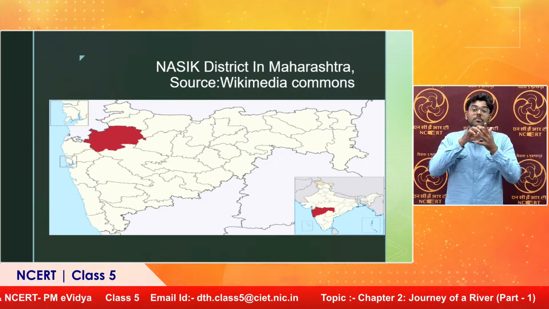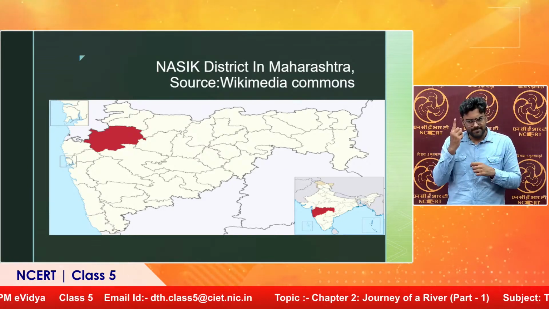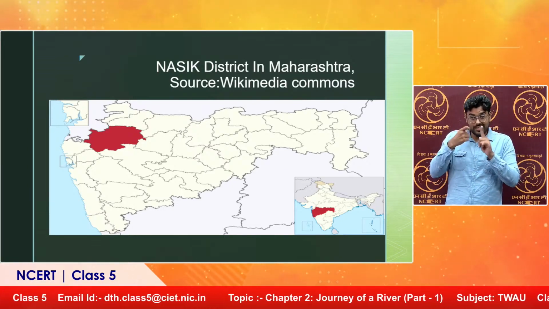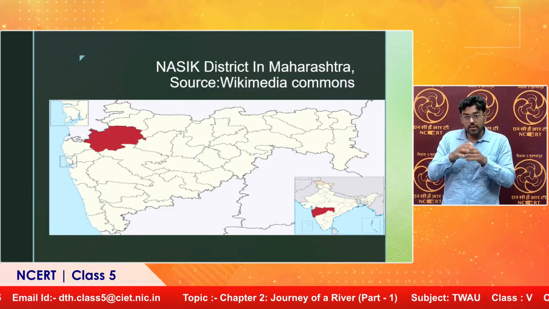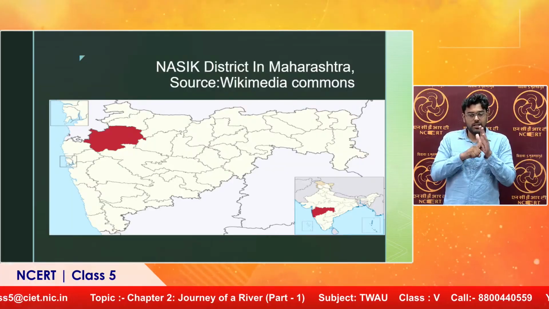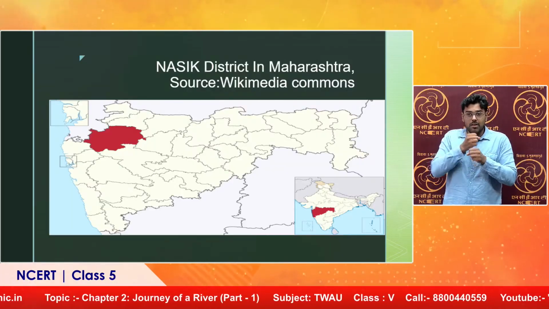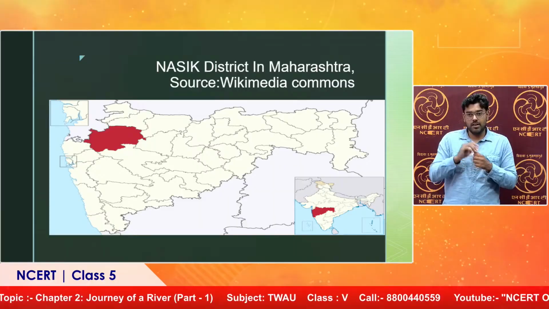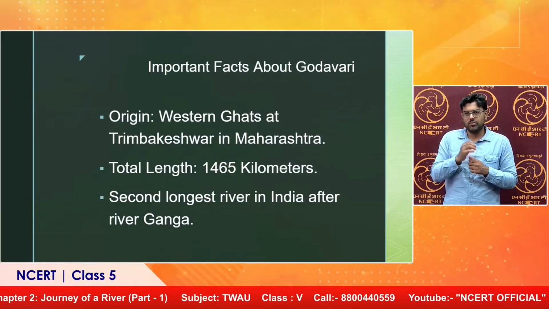So in this Nasik district there are Western Ghats, and in the Western Ghats there are Brahmgiri hills. So in those Brahmgiri hills, Godavari, the sacred river, originates. So this is the first important fact about Godavari.